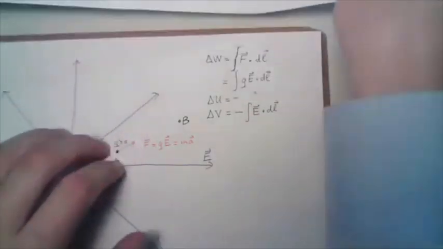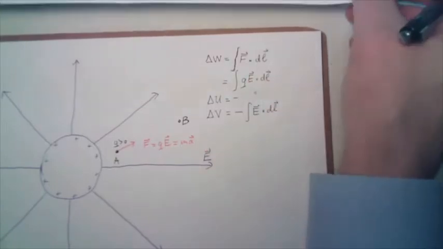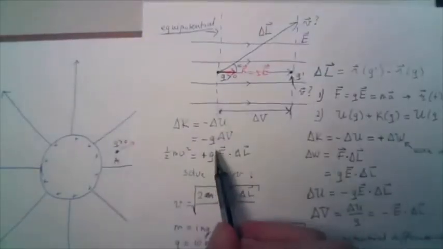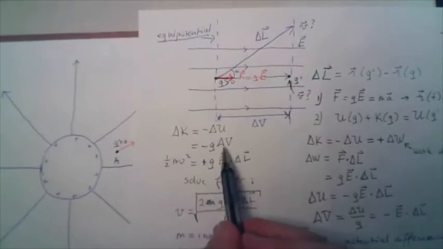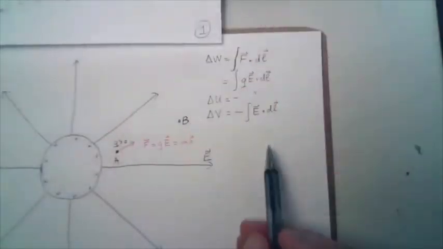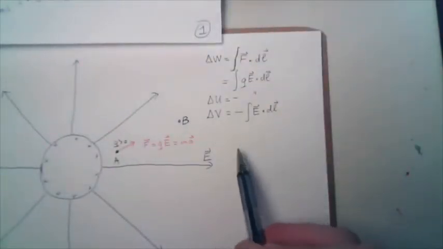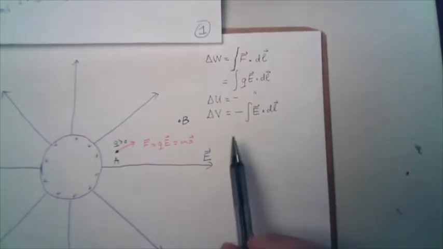Okay, so this delta V is going to help us solve kinematics issues, just like here, where we have a delta K equal to Q times delta V. All we need to know is what this delta V is. And this delta V, as it happens, is just the integral of E over the path.